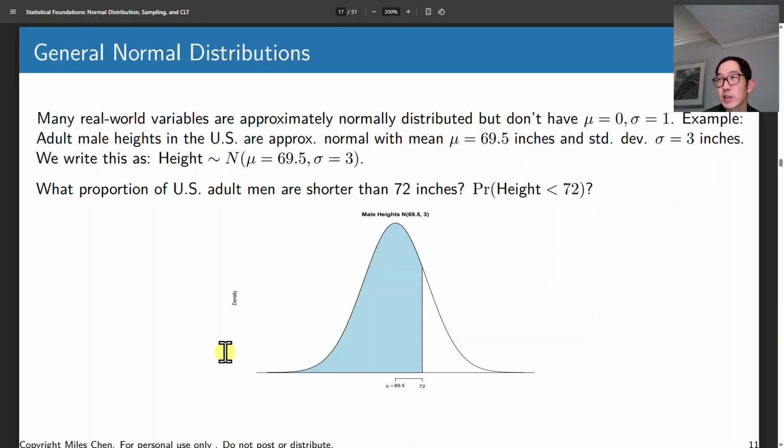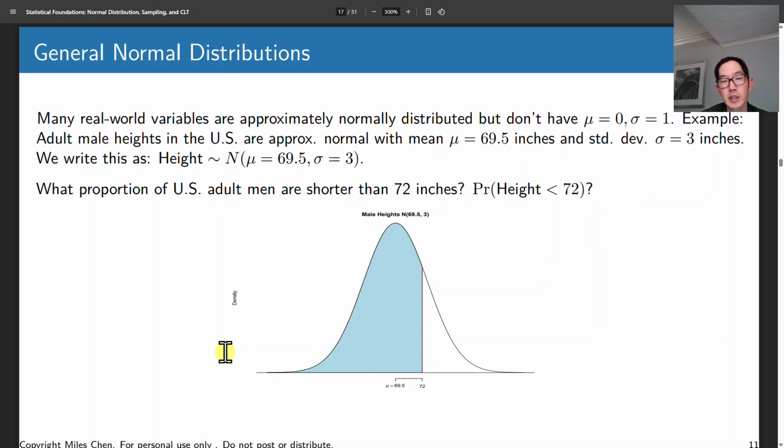69.5 inches is around 5'9.5", and in centimeters, that's around 176, 177 centimeters, something around there. And the standard deviation is around 3.